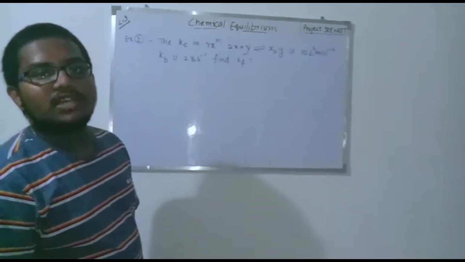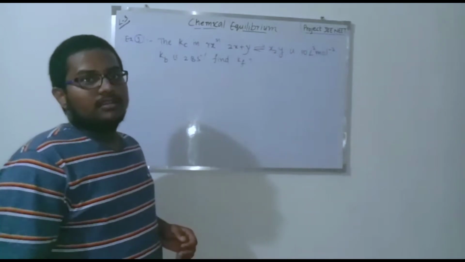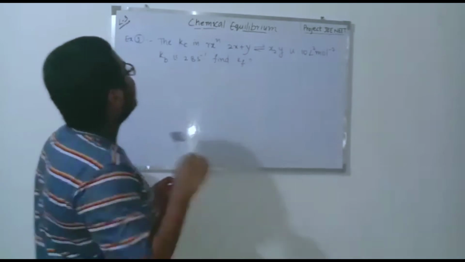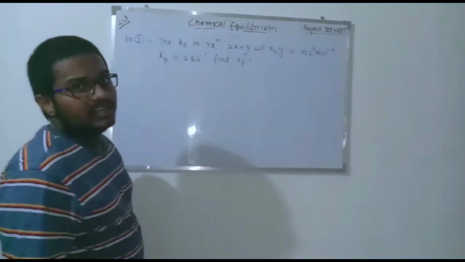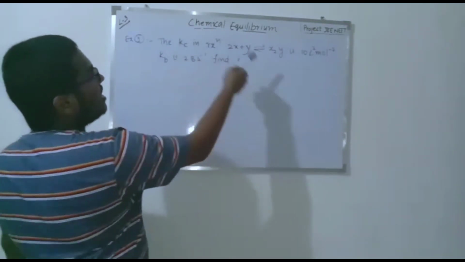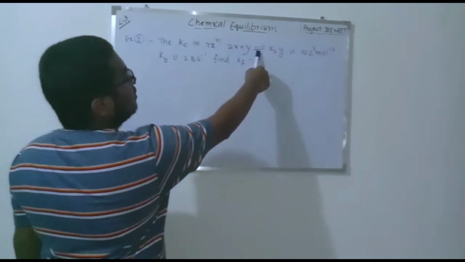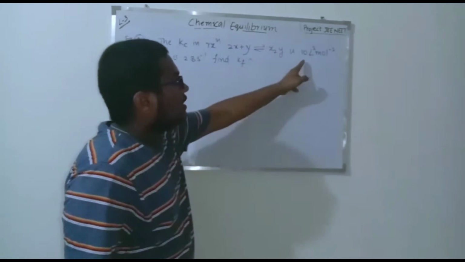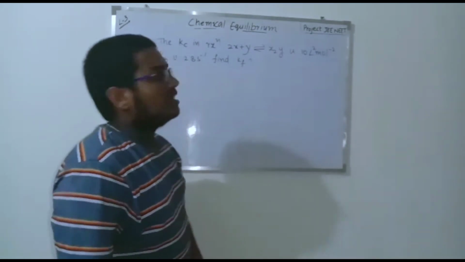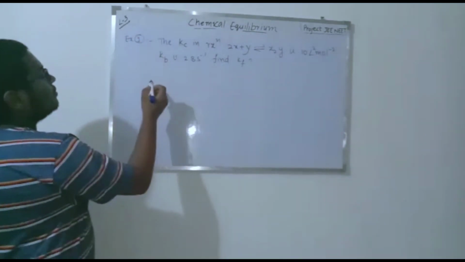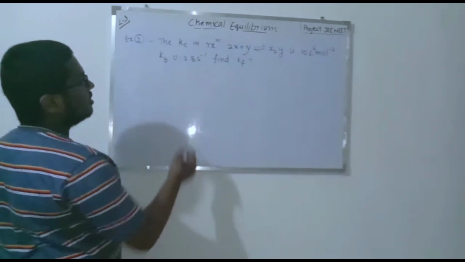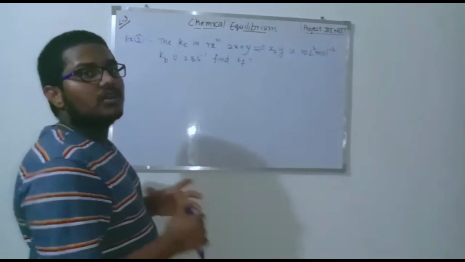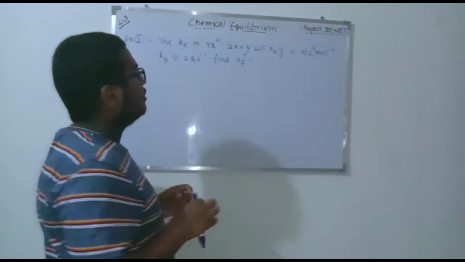So we are now entering into the application of Kc. Let's do that with example 1. What is given here? The equilibrium constant in terms of concentration for the reaction 2X plus Y reversible arrow X2Y is 10 liter square mole inverse square. The backward reaction rate constant is 2.8 per second. Find the forward reaction rate constant.